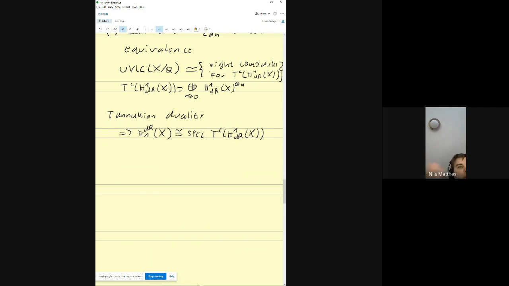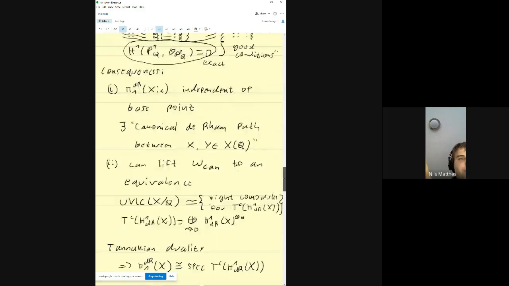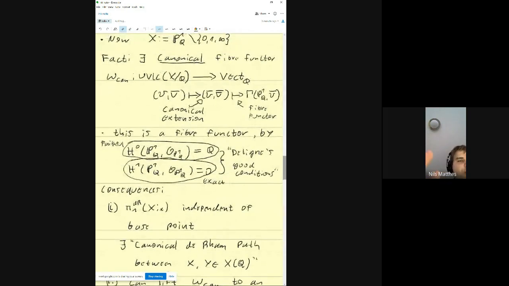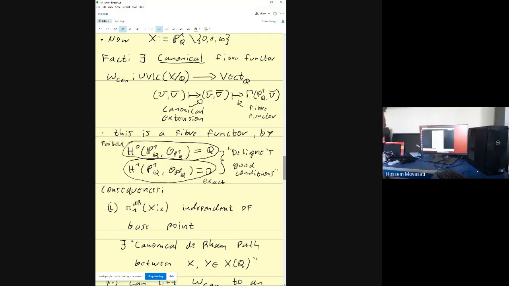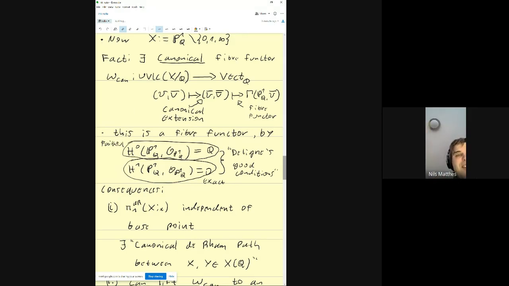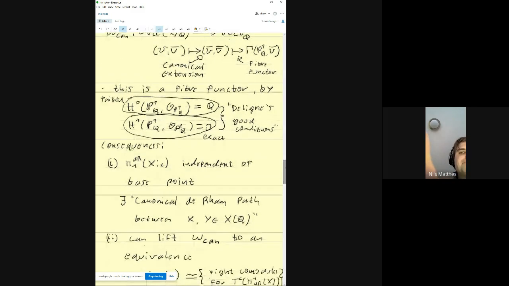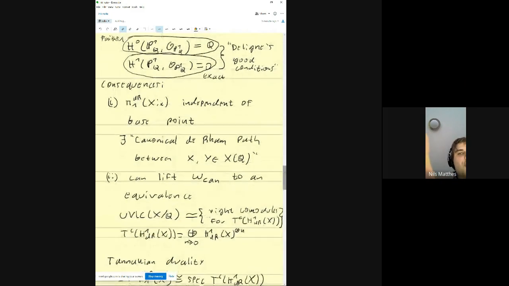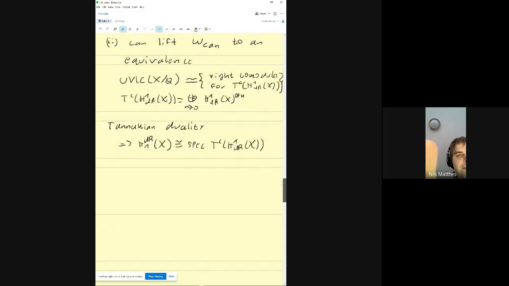A similar result holds for P1 with any number of points removed, or more generally, whenever you have a smooth geometrically connected variety which admits a compactification satisfying Deligne's good conditions. Then you get a similar kind of result. But the problem is that Deligne's good conditions are pretty restrictive. So for example, for curves, it's actually equivalent to its compactification being P1 minus 3 points.